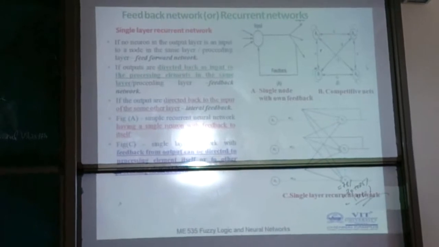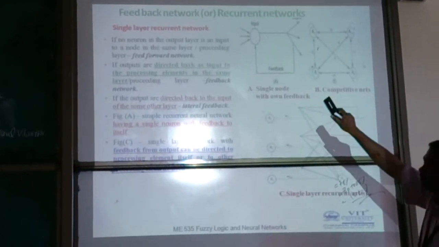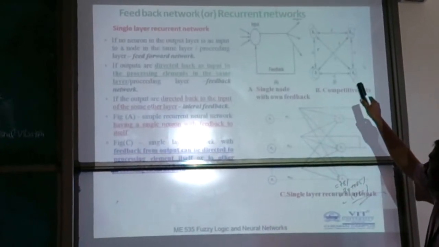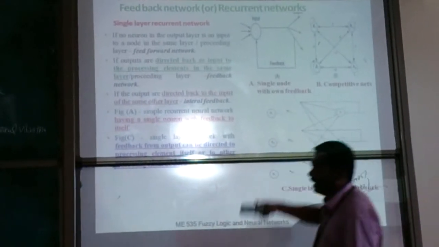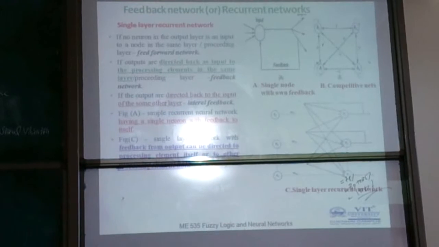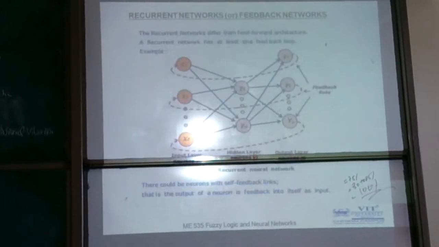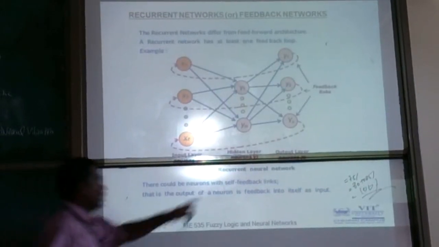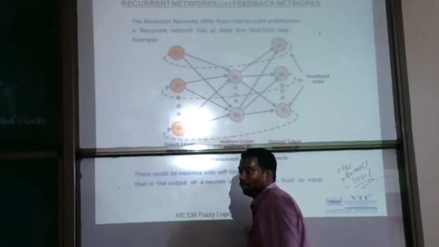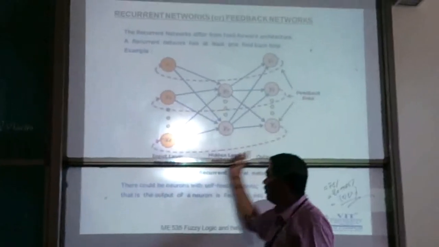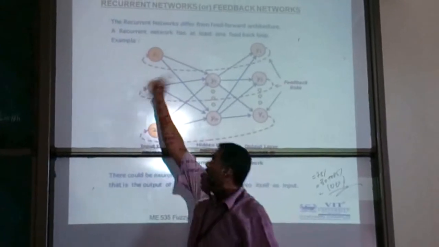In a single layer, what happens? We have different inputs and we are getting different outputs. What you saw in the previous slide is called a single layer. Each output is correlated only with its corresponding input, not with the other inputs.